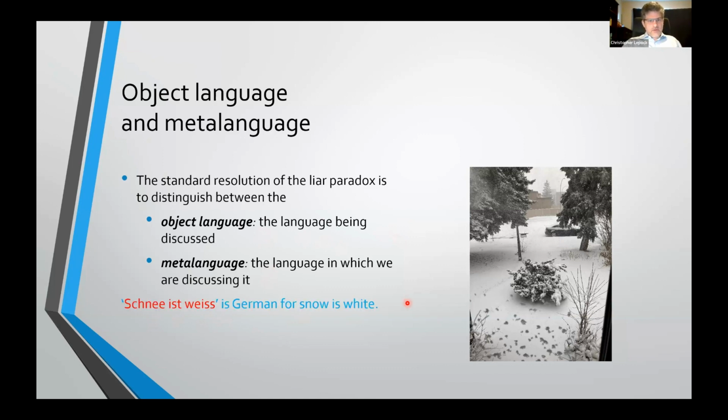So, for example, take this sentence: "Schnee ist weiß" is German for "snow is white." Here, "Schnee ist weiß" is the object language, right? So the object language here is German, because "Schnee ist weiß" is German. This here in blue, "is German for snow is white," is the meta language. The meta language here is English, because that's the language that we're using to talk about this German sentence.